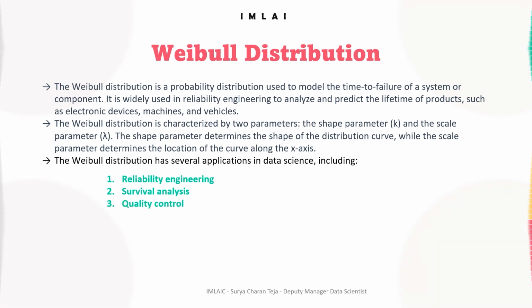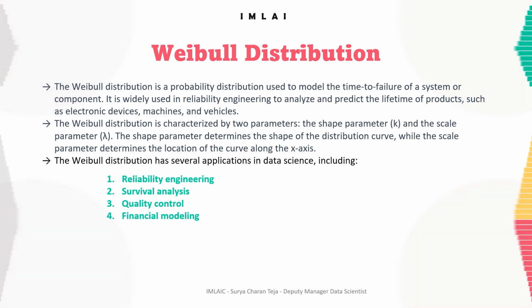Then we have quality control. The Weibull distribution is used in quality control to model the distribution of defects in a manufacturing process and to identify patterns in the defects. And the fourth one is financial modeling. The Weibull distribution can be used to model the distribution of returns in financial markets and to estimate the risk associated with different investment strategies.